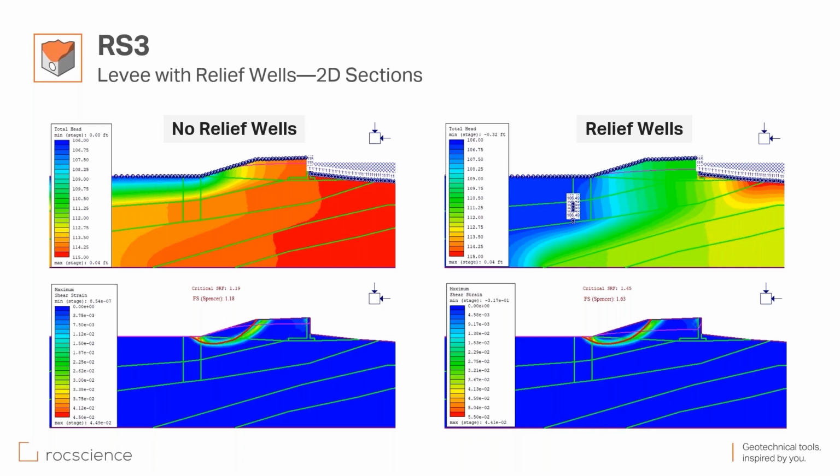But what we are looking at here again, we are looking at 2D sections. The assumption is that these are extruded. These relief wells are present in all locations. We're looking at the length of the levee normal to the plane that you are looking at here. Now, in reality, the relief wells are installed at a certain distance from each other, for example. What I'm going to investigate now is the effect of the distance between these relief wells on the factor of safety.